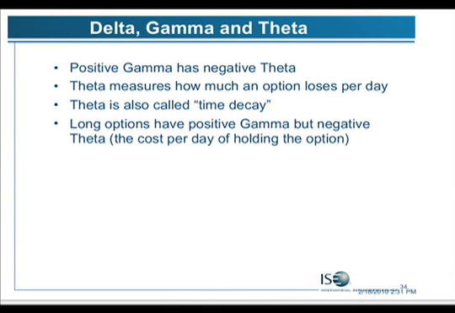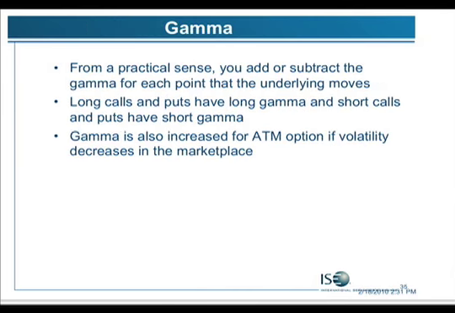As I mentioned, positive gamma has negative theta. Theta measures how much an option loses per day, and theta is also called time decay. Long options have positive gamma but negative theta, the cost per day of holding the option. Gamma, from a practical sense, well, you add or subtract the gamma, and I gave you an example of that. Remember the 52 delta, and then the 7 gamma gave me my 59 new delta. Long calls and long puts have long gamma, and short calls and short puts have short gamma. Gamma is also increased at the money if volatility decreases in the marketplace.